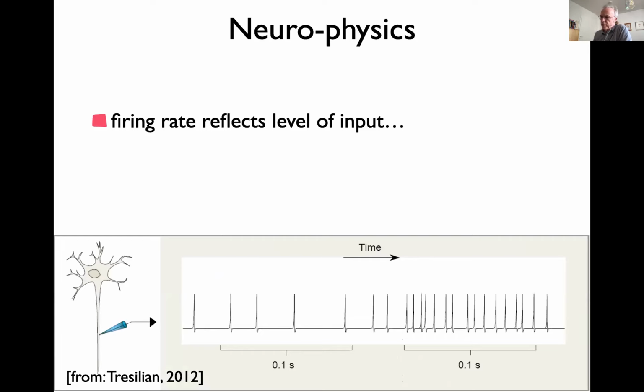The rate at which a neuron spikes reflects the level of input. If you have a low level of input, for instance, you may get a low rate. If you have a higher level of input, you might get a higher rate. Still sort of shockingly low, these rates, right? Typical rates would be 10, 20, 30 hertz. At 100 hertz, you would have an interspike interval of 10 milliseconds. So that's not very dense firing. That's always something to be aware of.